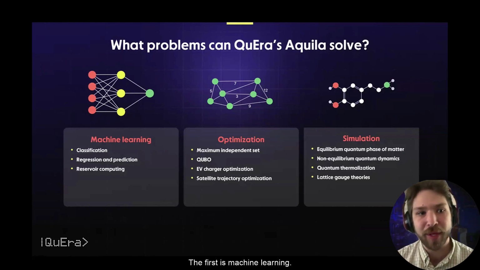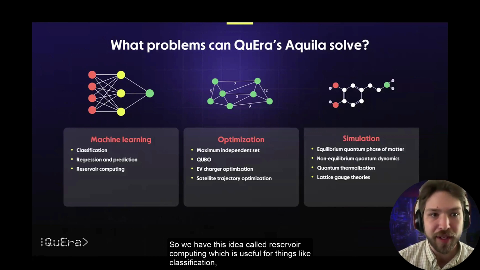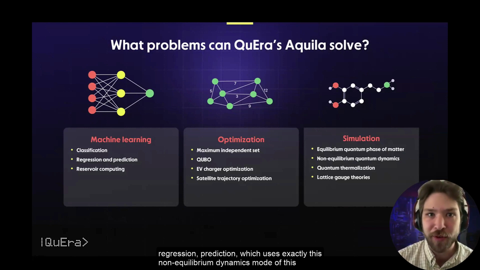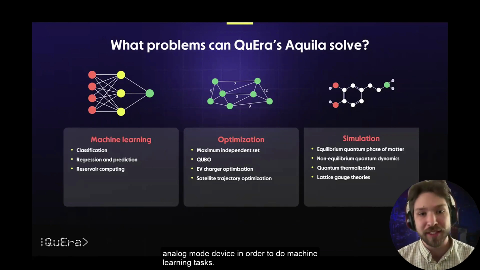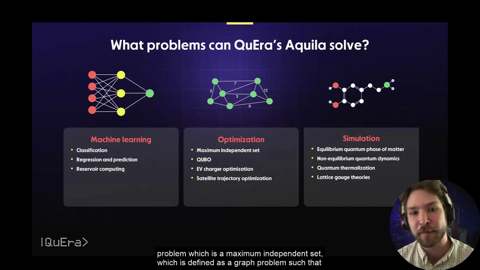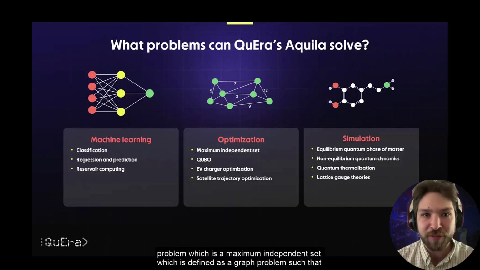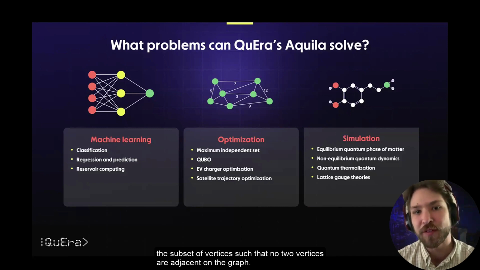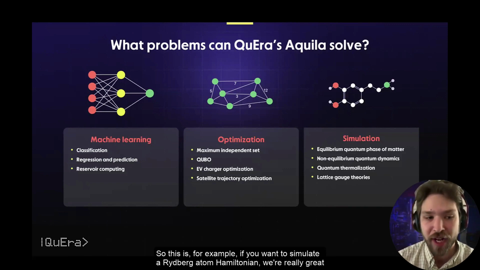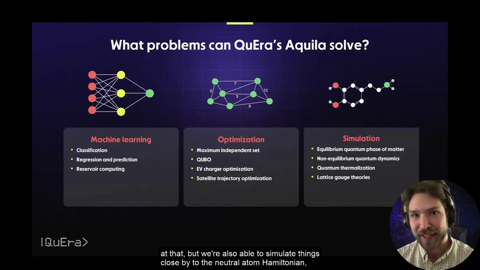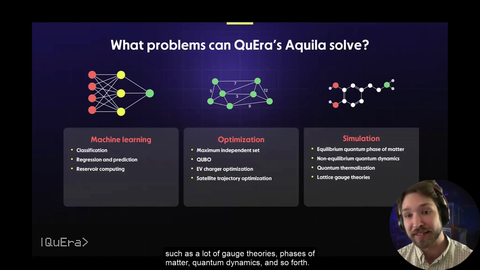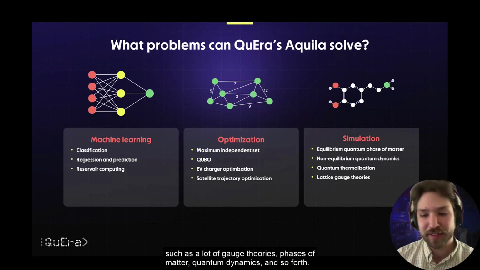The first is machine learning. We have this idea called reservoir computing, which is useful for things like classification, regression, and prediction, and uses exactly this non-equilibrium dynamics mode of the analog mode device to do machine learning tasks. Second is optimization, which I'll detail a little bit more. We have our favorite problem, maximum independent set, a graph problem defined as finding the subset of vertices such that no 2 vertices are adjacent on the graph. And finally is simulation. If you want to simulate a Rydberg atom Hamiltonian, we're really great at that, but we're also able to simulate things close by to the neutral atom Hamiltonian, such as lattice gauge theories, phases of matter, quantum dynamics, and so forth.